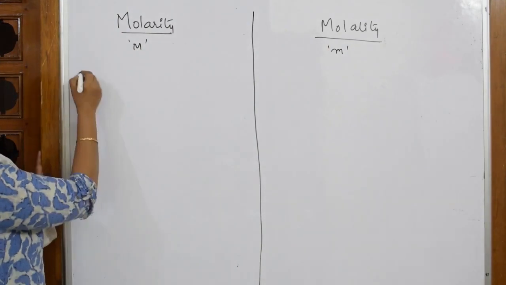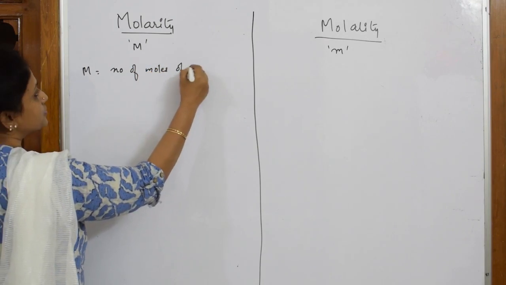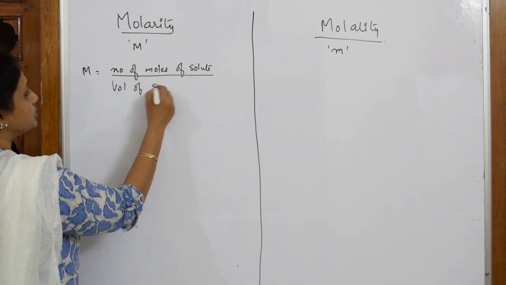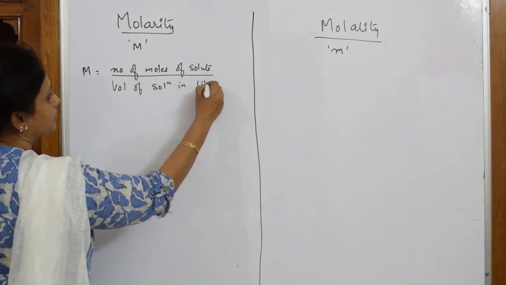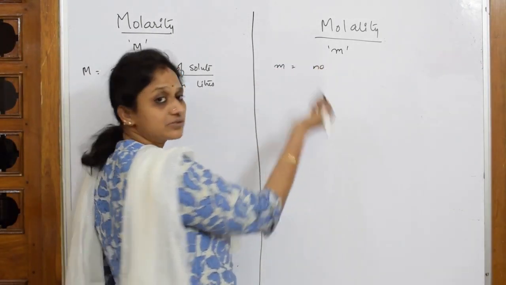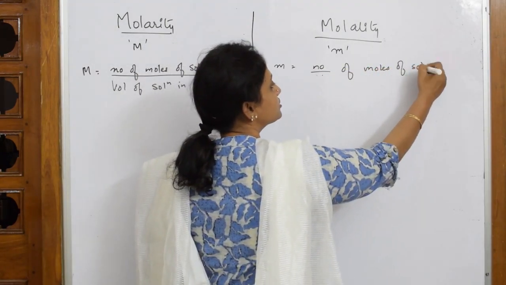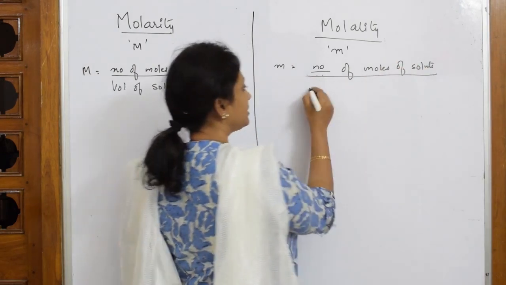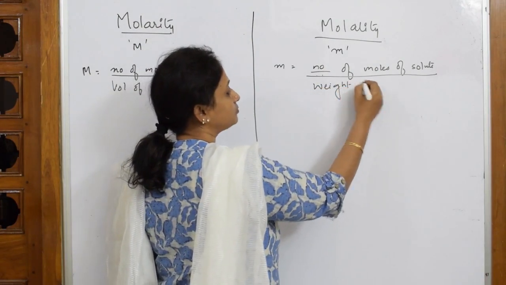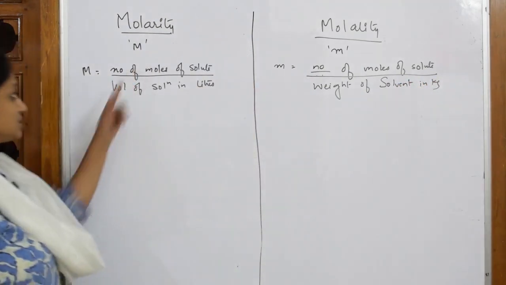Capital M is equal to number of moles of solute divided by volume of solution in liters. Okay, simple. Now let us write molality. Molality is equal to, the numerator is the same for both, number of moles of solute divided by the weight of solvent in kg. Now what is number of moles?